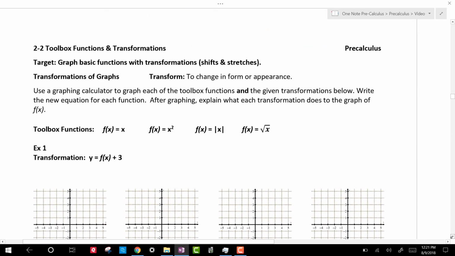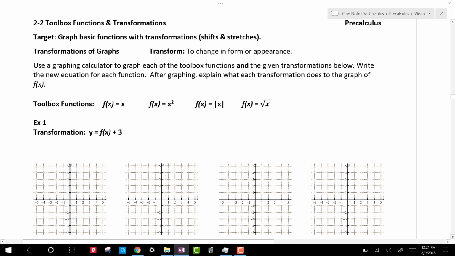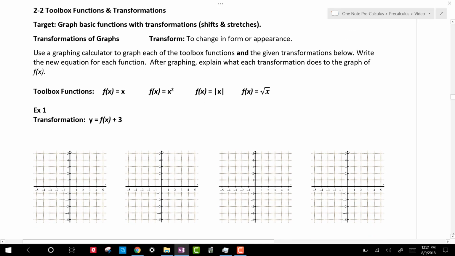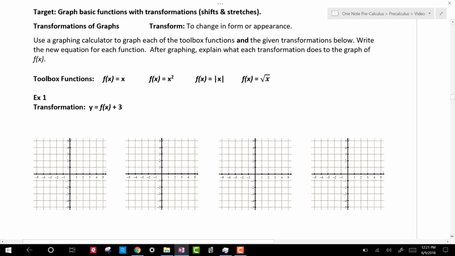All right. Now, the whole goal is to be able to transform these. Transform means to change in form or appearance. That can include shifting it up, down, left, right, reflecting it over the X or Y axis, stretching it, compressing it. There's all kinds of different things that we can do to these guys. But our first one is going to say to transform each of the 4 toolbox functions, we're going to do y equals f of x plus 3. So we're going to look at each of the 4 functions.